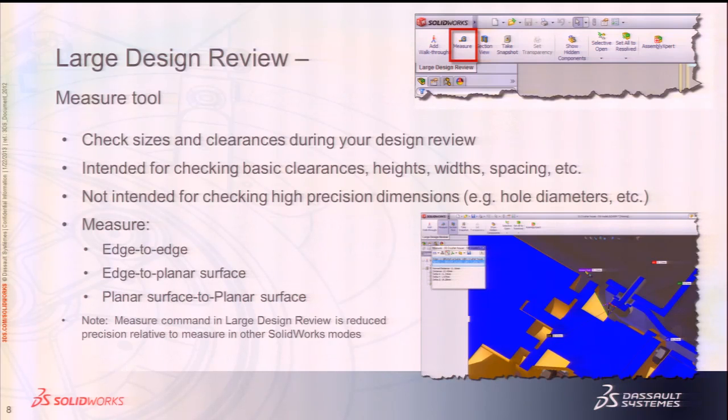Now the measure tool, again, standard measure tool with a caveat here. It's the standard measuring capability in SolidWorks. However, it is a reduced precision measurement capability. You are alerted of this the first time, and you can cancel the warning message after your first time. But basically, it's focused at this point on edge to edge, edge to planar, and planar to planar surfaces. It's not oriented to measuring between diameters at this time.